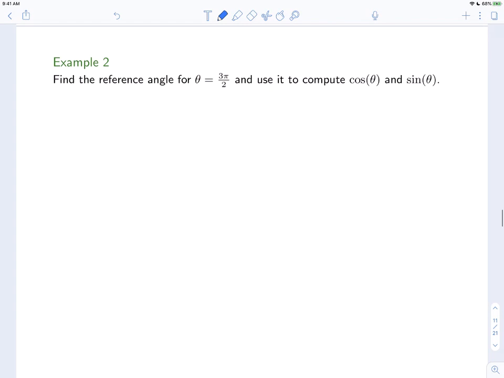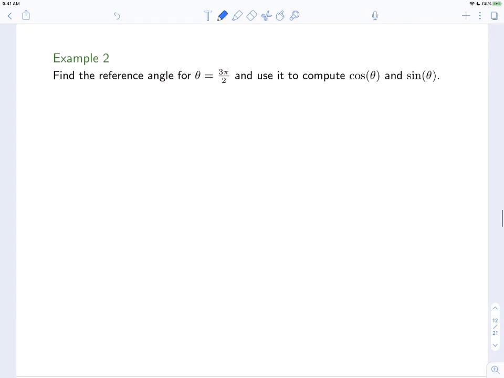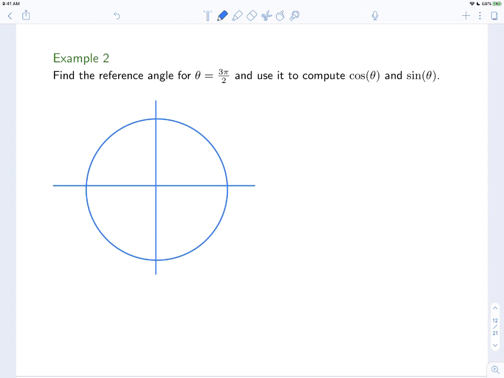Let's do another example. Find the reference angle for theta equals 3 pi over 2, and use it to compute cosine of theta and sine of theta. Well, 3 pi over 2, let's draw a unit circle and draw our x and y axes like so. I think that moved just a little bit. Let's put it right there. Okay, so this is x, this is y.